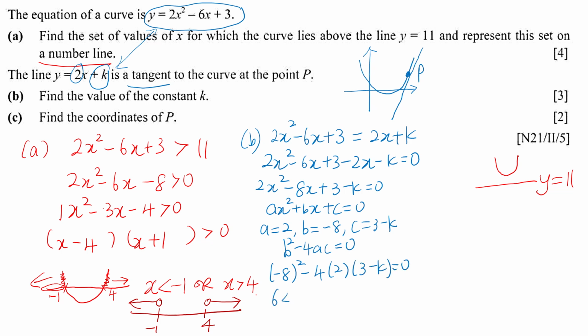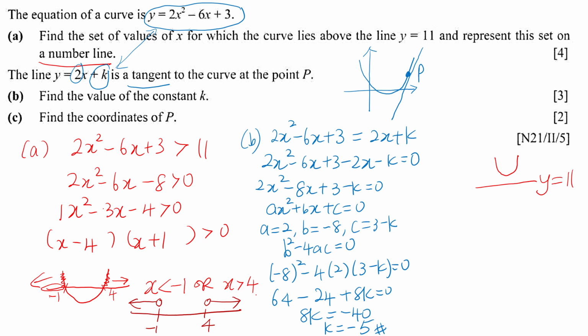That will give you 64 minus 4 times 2, 8, times 3 minus k, 24. Negative times negative, positive 8k. So 8k equals 64 minus 24, how much is it? 40, right? So -40. So k is -5. All right, so that's how you do part B.